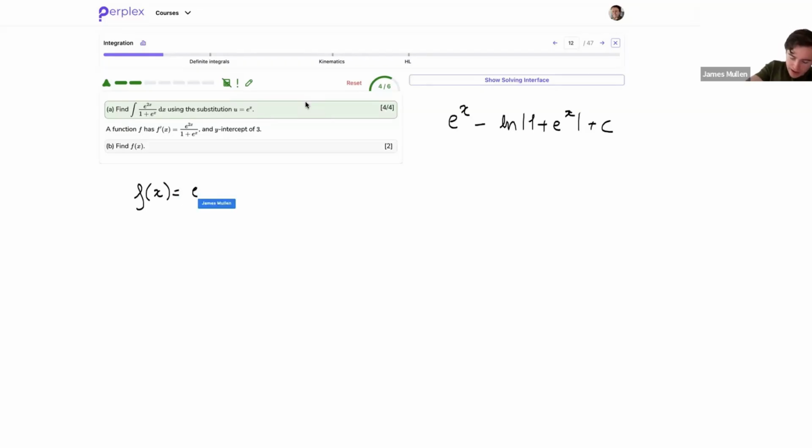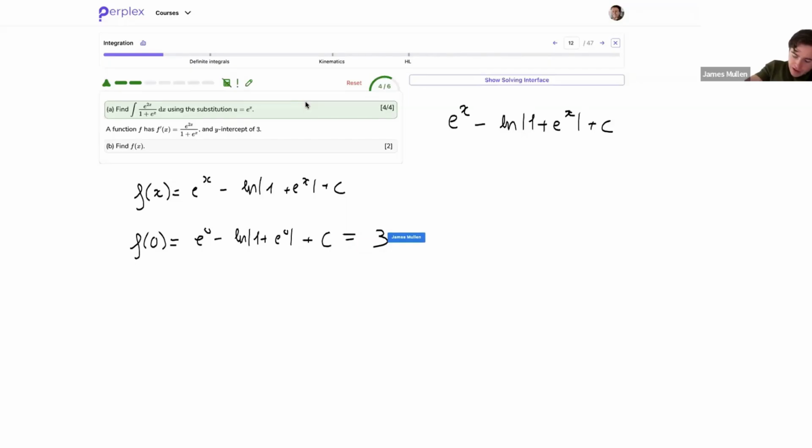So this is e to the power of x minus ln of 1 plus e to the x plus c. And if I plug in 0 for my y-intercept, I'm going to get e to the 0 minus ln of 1 plus e to the 0 plus c, and that should be equal to 3. e to the 0 is 1, so this is minus ln of 2 plus c is equal to 3. And that means that c is equal to 2 plus ln of 2.